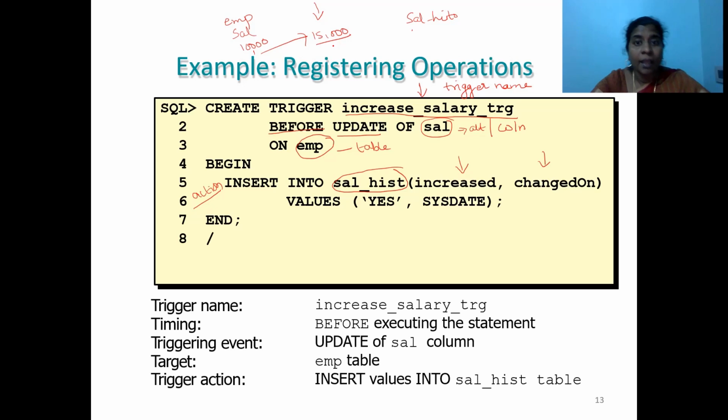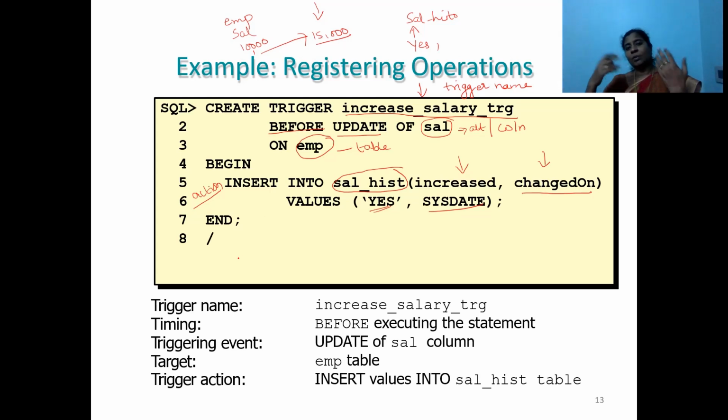Whenever there is an update, but before the update, what you have to do is insert into this salary history table, and two values you have to insert. You have to mention whether the salary is increased or not. If it is increased, then you have to mention yes. And also when it has been increased, that is, changed on which date. So you have to mention the system date. This is the action you wanted to perform.